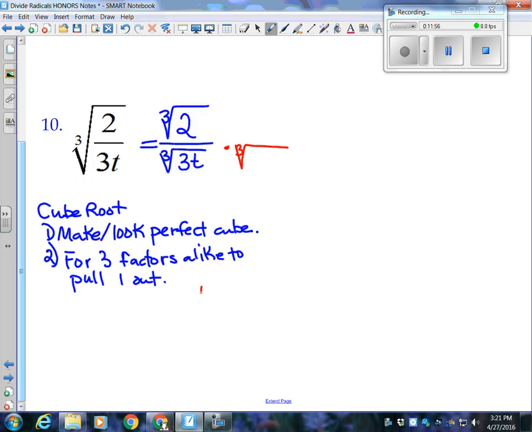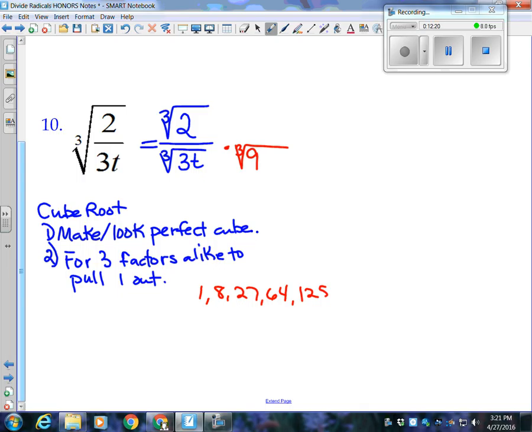Well, if I think about my cubes, 1, 8, 27, 64, 125, it turns out 27 is the closest cube that I can multiply 3 by and get. What if I multiplied by 9? 3 times 9 would actually give me 27, which is a perfect cube.